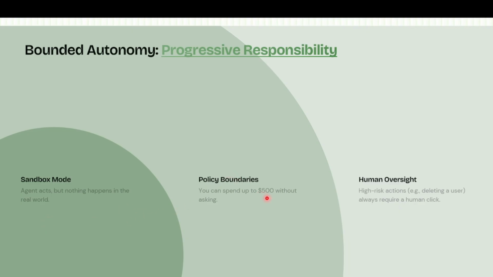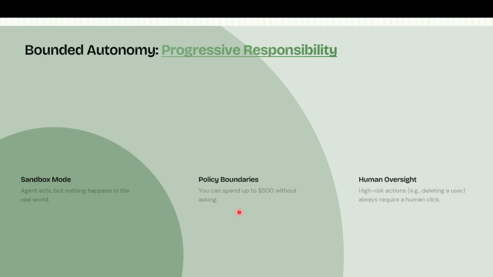Then we have policy boundaries. For bounded autonomy, another way is governance and policy. So you can use the particular domain's policy to bound the agent within that boundary. So policy will say you can spend up to $500 without asking. So for any amount that is more than 500, the agent is not allowed to take action. It should automatically send it to a human in the loop to approve.